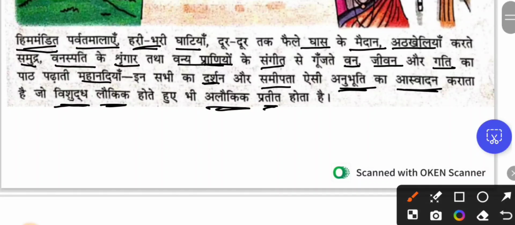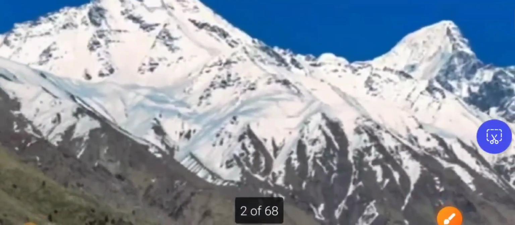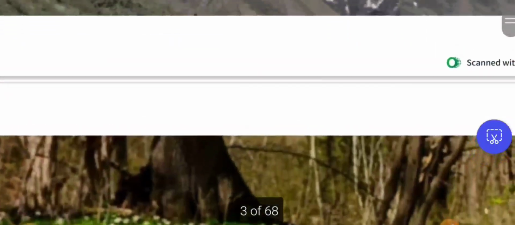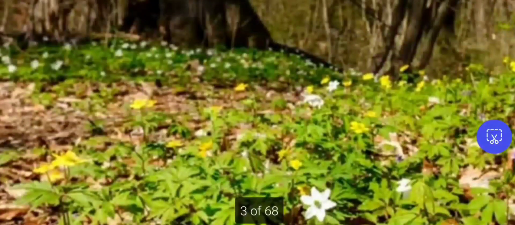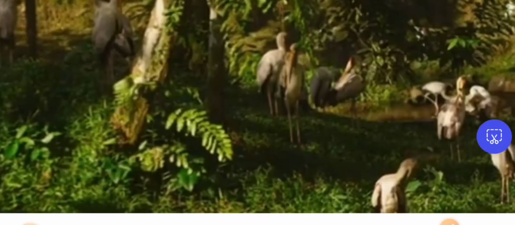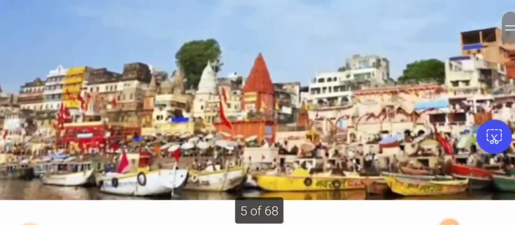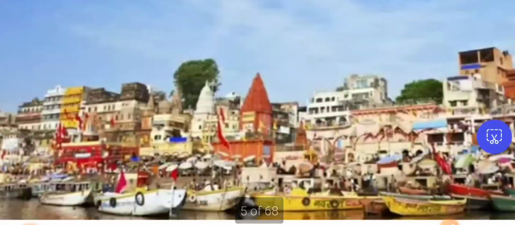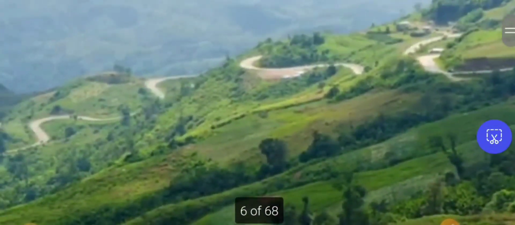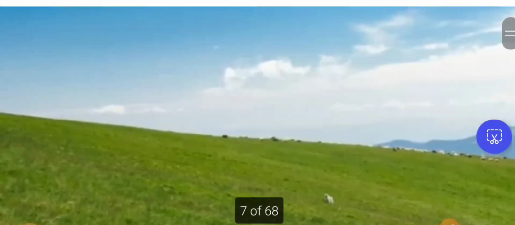So all these natural beauties make us feel that though it's worldly, it appears to be supernatural for the author and for us when we are connecting towards the nature. See here, Himmandit. So these images I am showing you so that you will remember the keywords. Himmandit, Parvatmalaye. This is the vegetation, Vanaspati. The wildlife, Sangeet. Vanya Praniyon ke Sangeet se Gunj. And these are the people who are very busy living nearby the coastal areas. So this all gives us the lesson of life and the movement in the rivers. These are the lush green valleys, the plain ground filled with grasses.